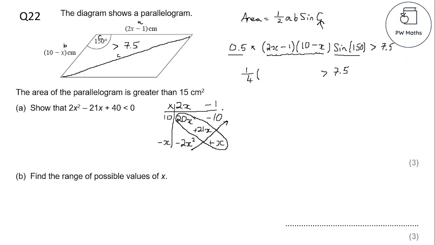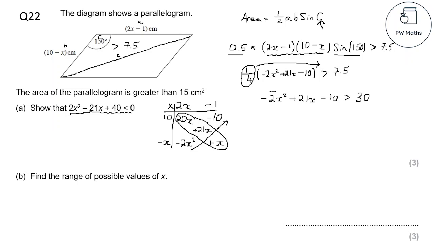So we've got a quarter of this thing, minus 2x squared plus 21x minus 10, has to be greater than 7.5. Now the quarter's being really awkward, so I'm going to move that. The opposite of dividing by 4, obviously timesing by 4, that tells me minus 2x squared plus 21x minus 10 has to be greater than 7.5 times 4. We're back to the 30 that we started off with. Am I getting anywhere near? Possibly.